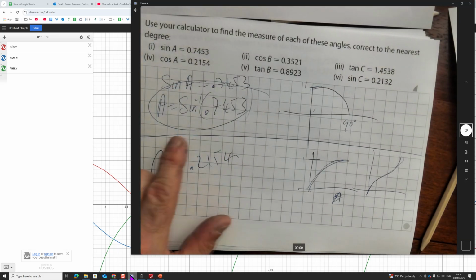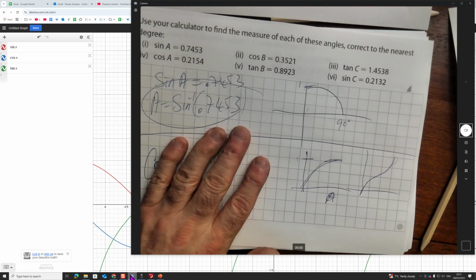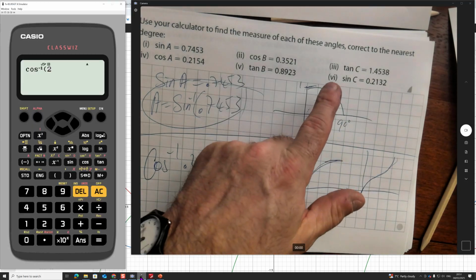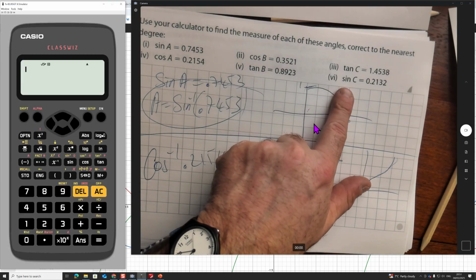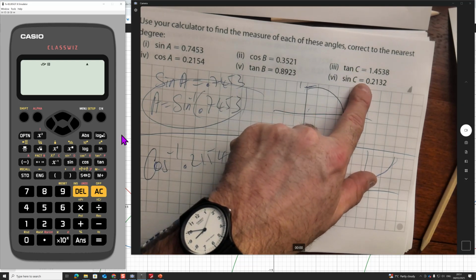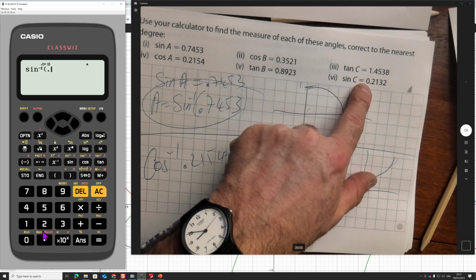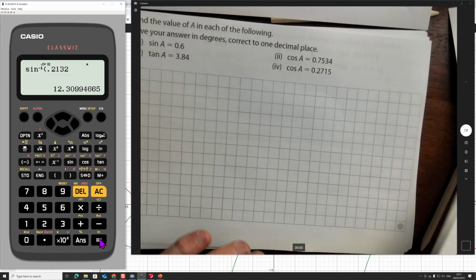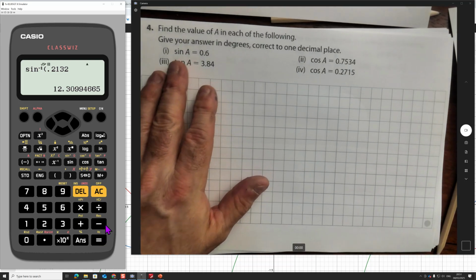Okay, look, all of them are simple. I'm not going to do them all, it gets a bit boring after a while, but not for me, not for you, because you have to practice. Okay, so here, let's say we're doing this one, you're just bringing the sine across, turning it into inverse sine, shift inverse, 0.2132 equals 12 degrees. So I'll leave the rest of them as an exercise. On we go to question 4.